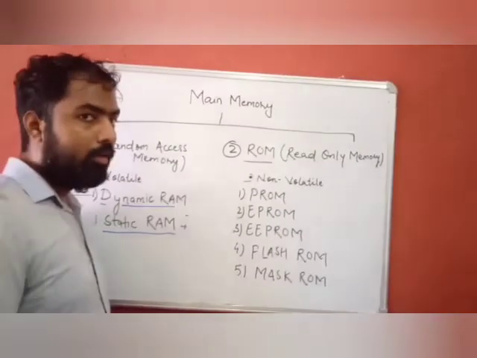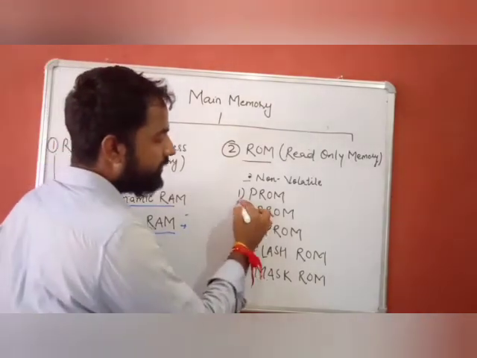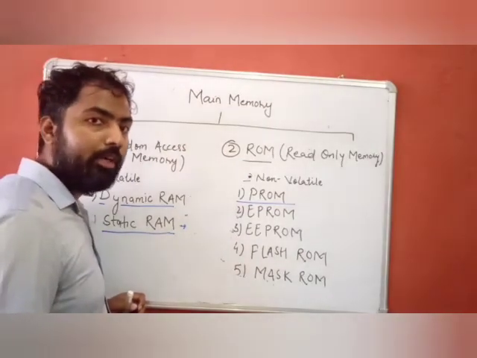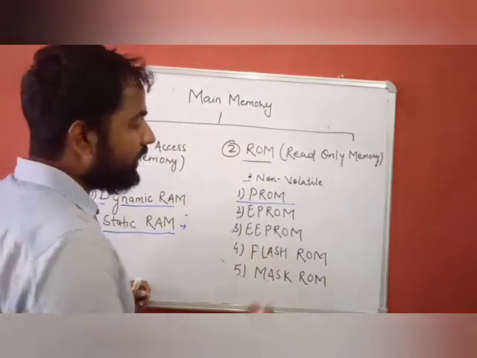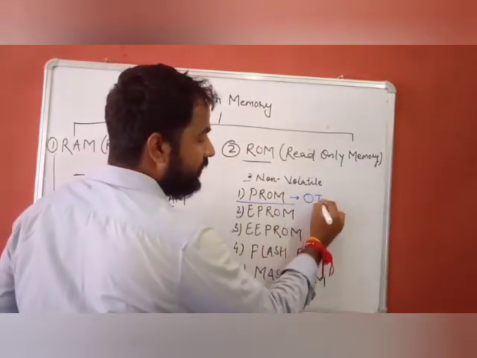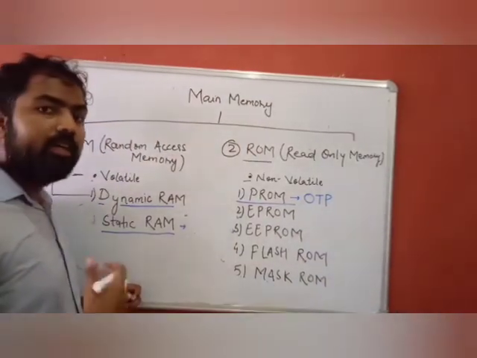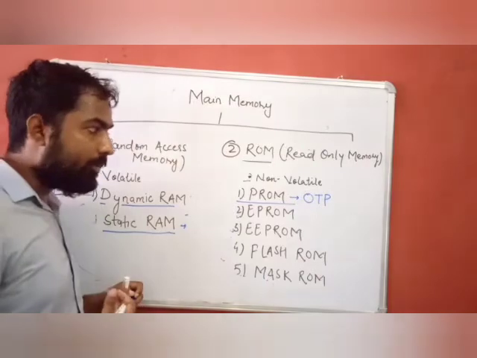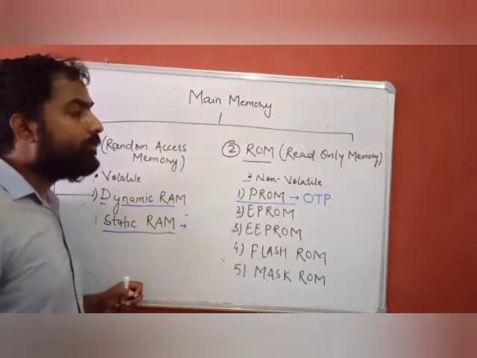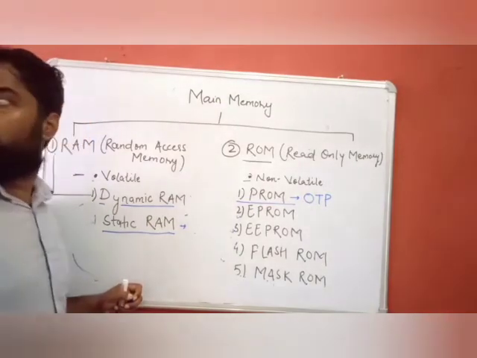Now see the parts of the ROM. The first one is PROM, that is programmable read only memory. It is also called OTP, one time programmable. It is a one time user programmable ROM. The data is burned in PROM by using a ROM burner.